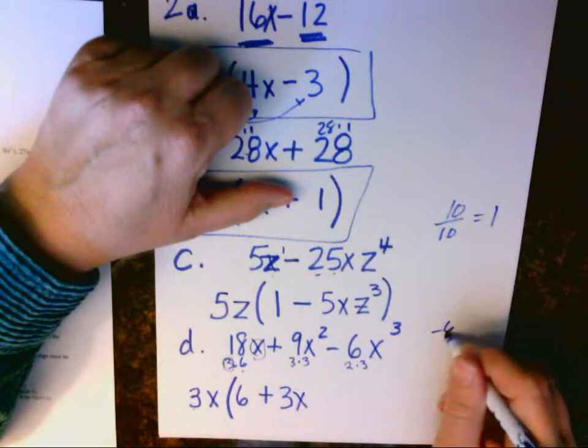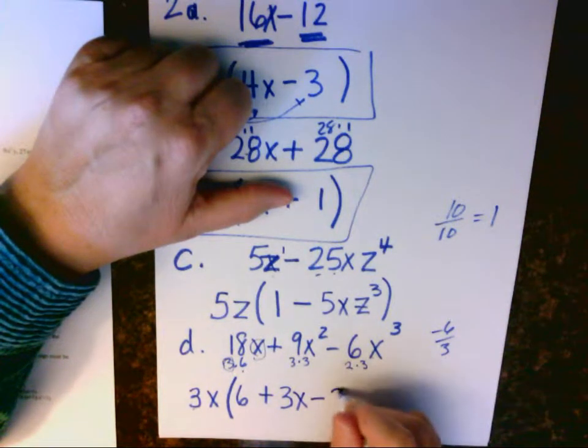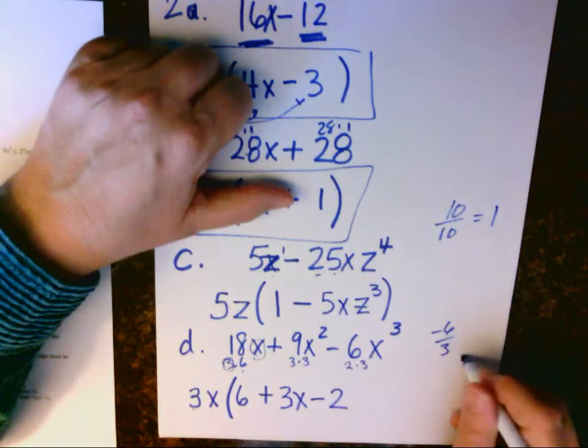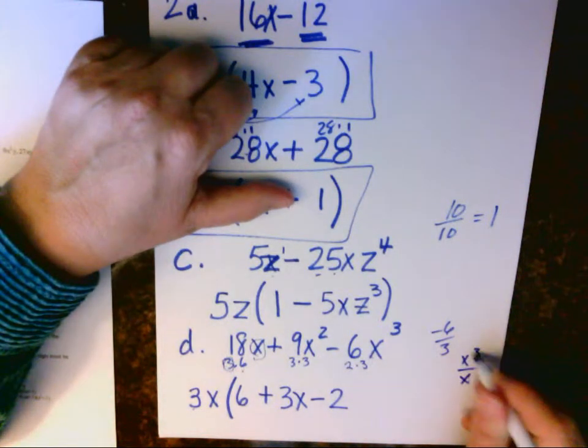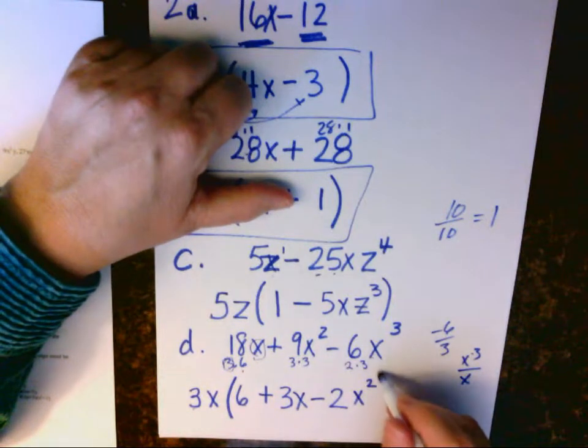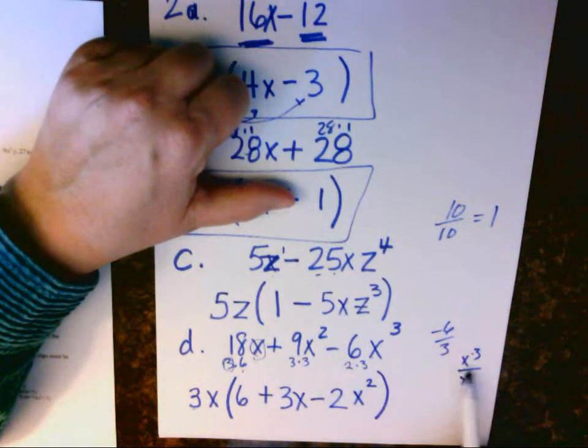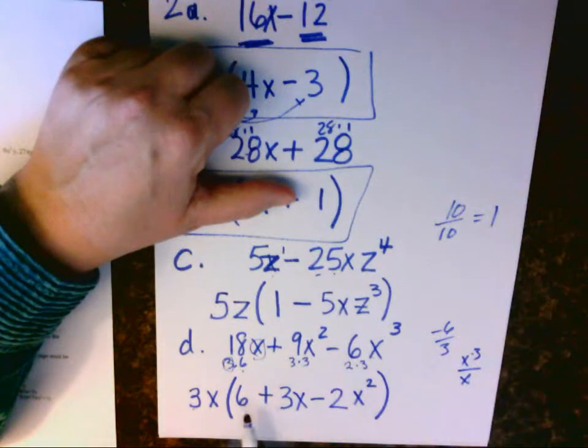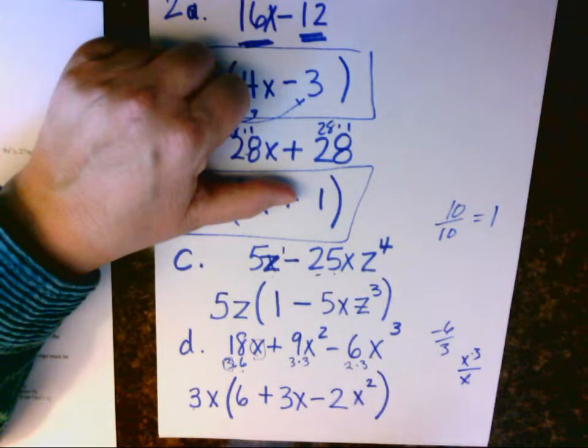Negative 6 divided by 3 is negative 2, right? And x cubed divide out an x is going to give us an x squared. So you can see these other properties of exponents that we've used that's applying here too. Multiply this back to make sure you did it right, and we did.